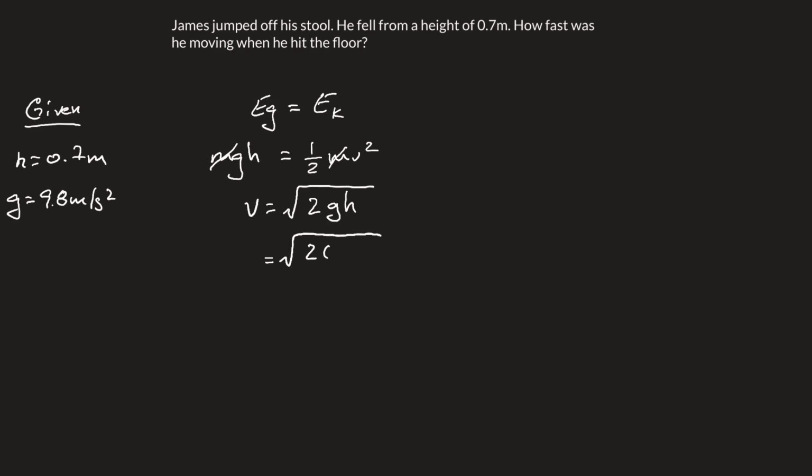So we can substitute our values, 9.8 newtons per kilogram, or what units might make more sense here would be meters per second squared, times h, 0.7 meters. After solving that, we get a velocity of 3.7 meters per second. So James hits the ground at a velocity of 3.7 meters per second.